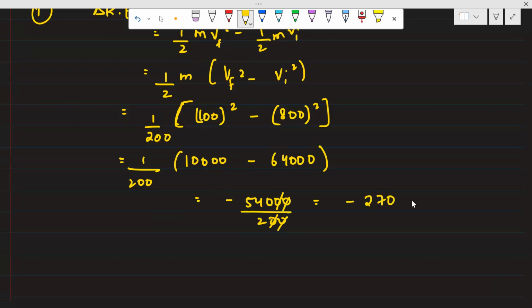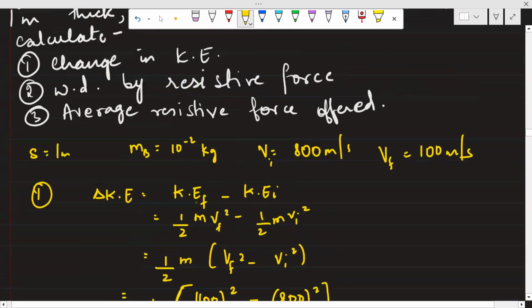270. Now see, kinetic energy is a scalar quantity. Kinetic energy can never be negative. So you will take this kinetic energy modulus and you will say simply it is 270 joules. That would be the answer for the first part.